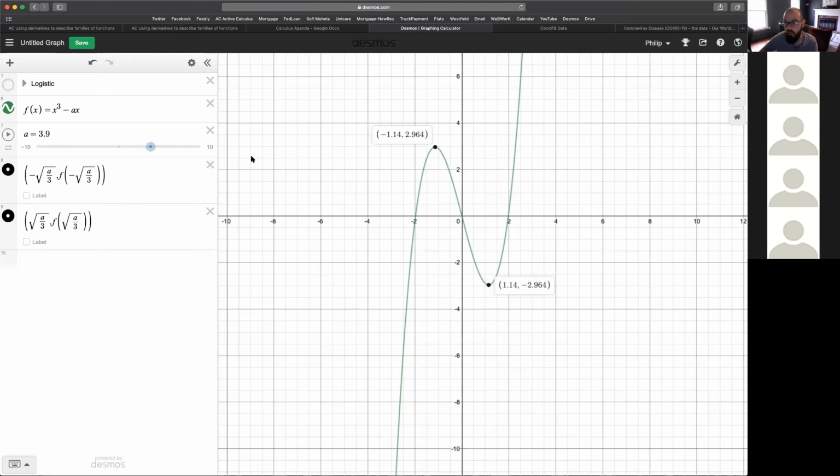Yeah, you do need a, right? So any time you're looking at these families of functions, you're not going to get explicit numbers for these maxes and mins. You're going to get formulas for how to find them.